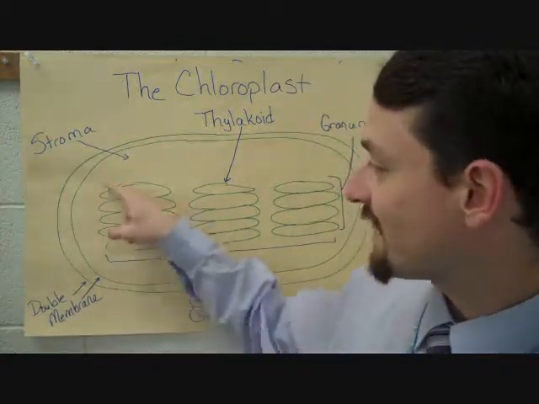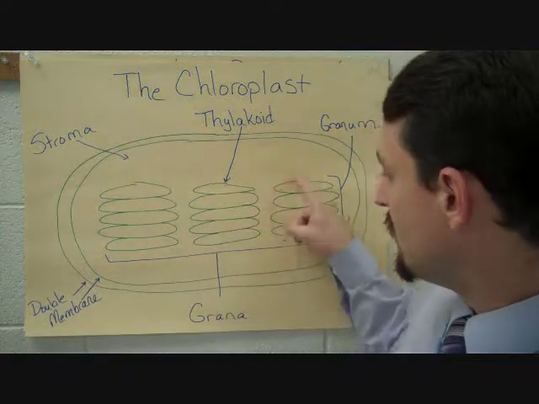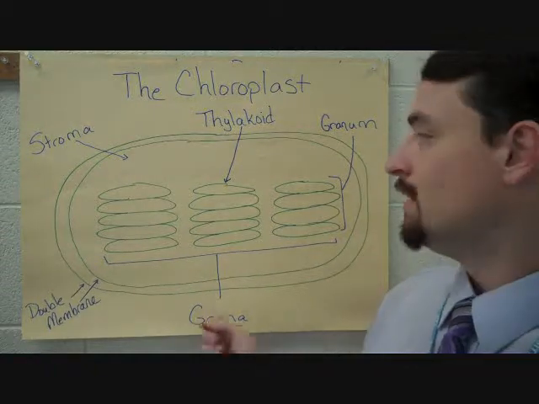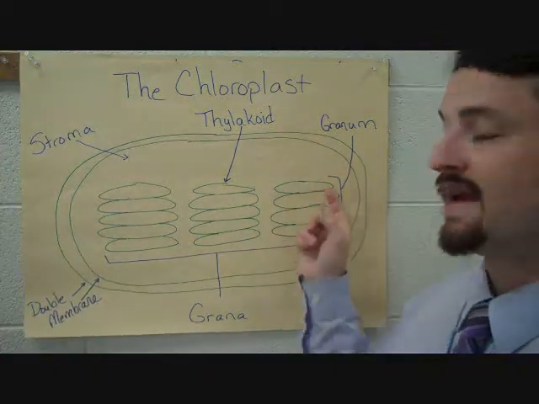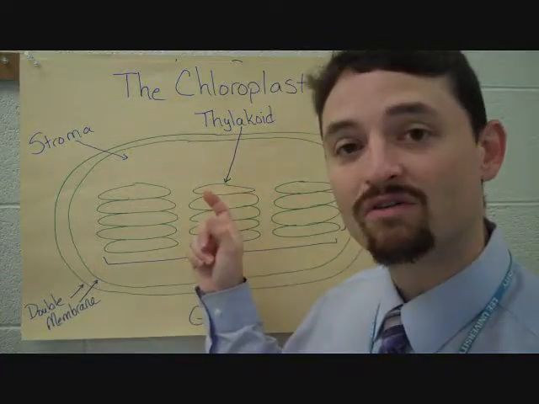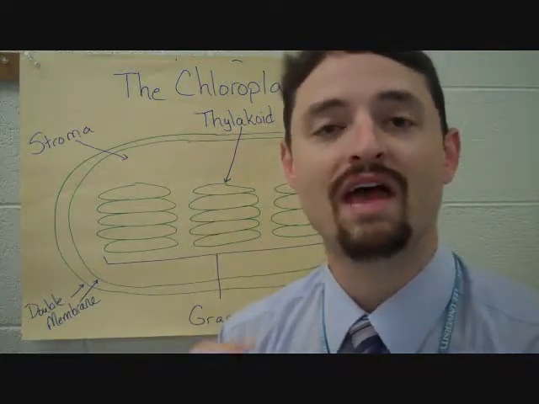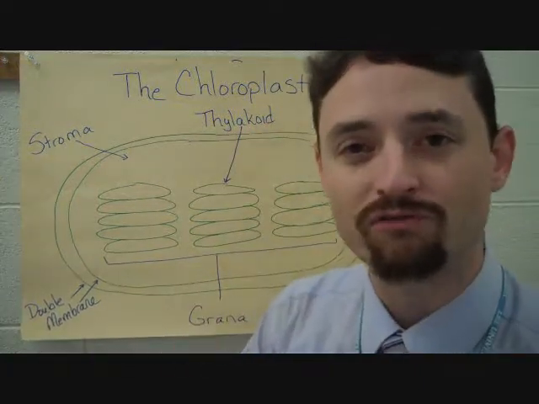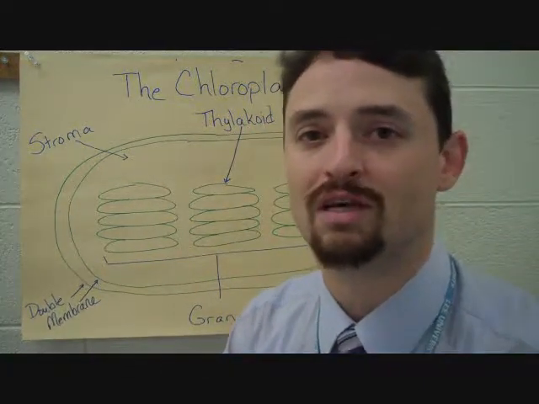You have these stacks of green discs in here, and when you look at all of them together, you're talking about the grana. But when you just talk about one of those stacks, you're talking about the granum. Now those little discs themselves are called thylakoids, and that is key to understand, because in this chloroplast, remember there's 30 to 40 chloroplasts in a mesophyll cell.